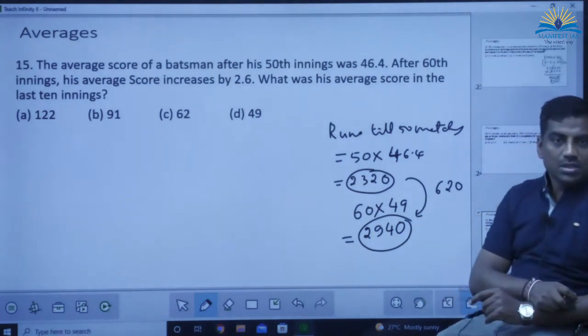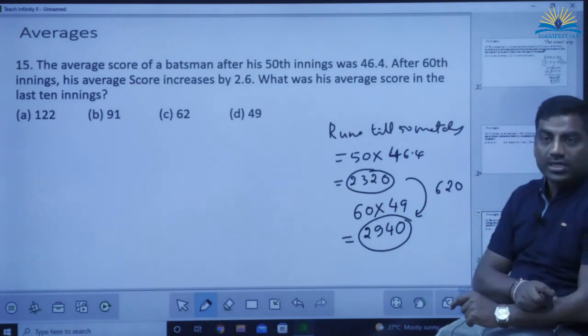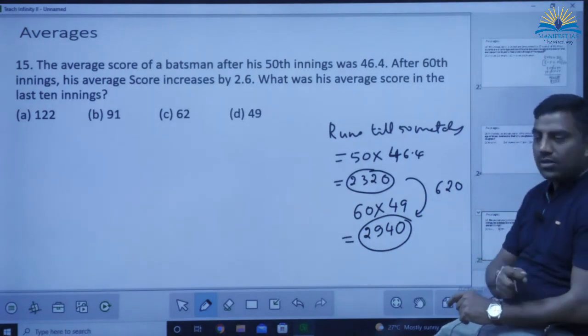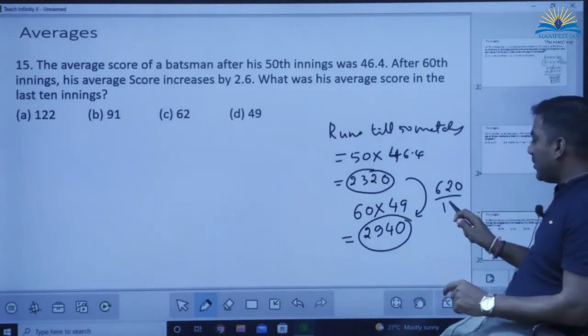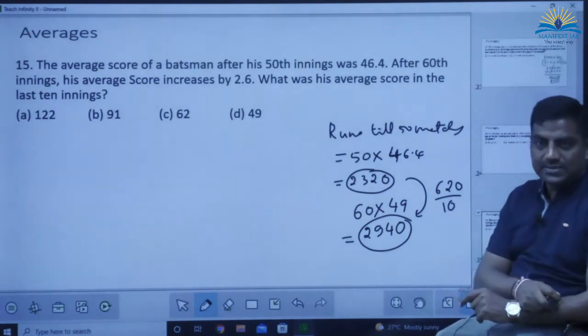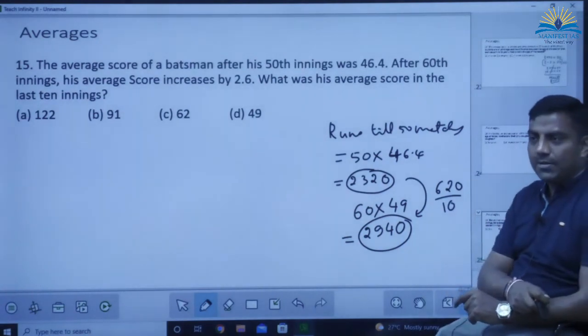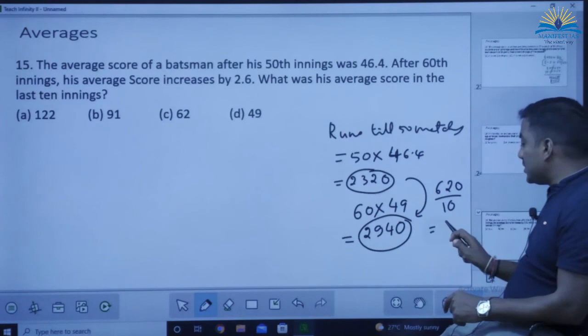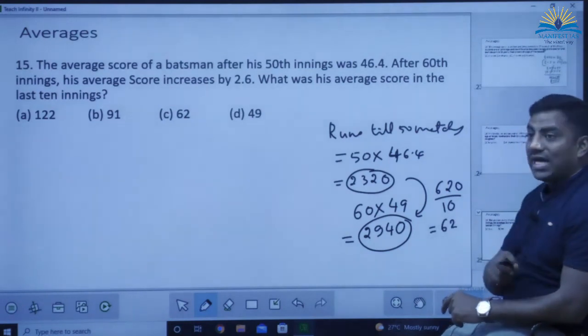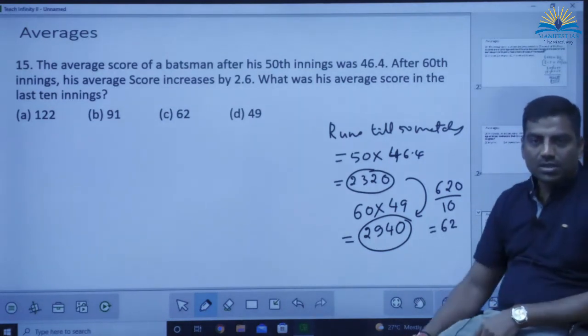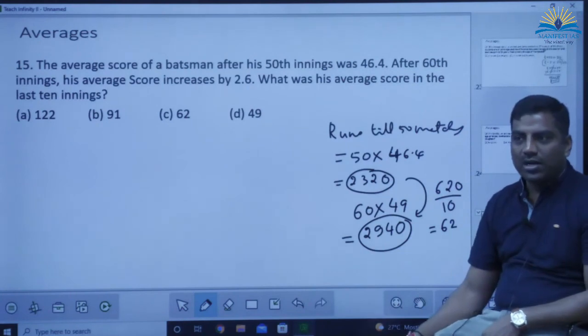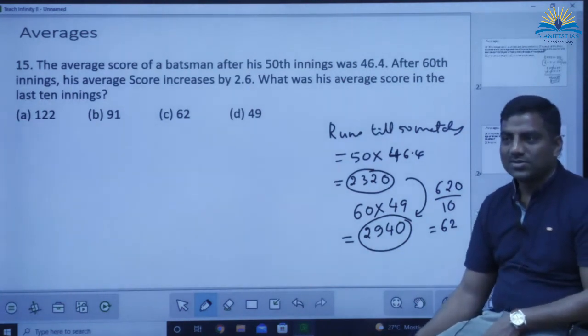Between 50th innings and 60th innings, he has scored 620 runs. But you have to divide that by 10 because he has played 10 innings. 620 divided by 10, his average was 62 for the last 10 innings. This is how we cover in our last 2 semesters.